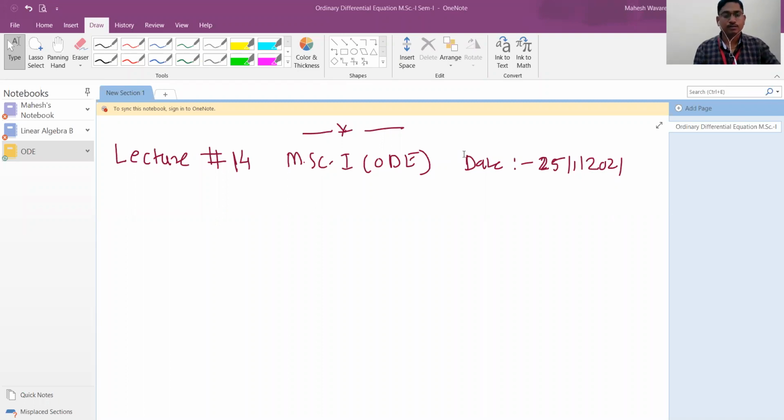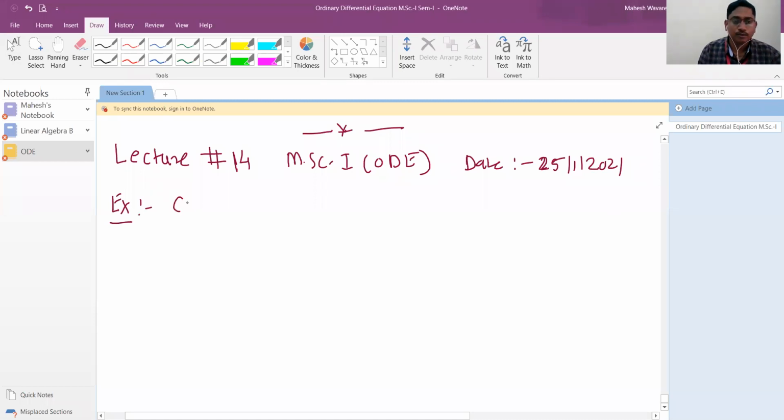We'll have the next example on the same topic: general linear differential equation of first order. Example number, write that number. Consider the equation x square y dash plus 2xy is equal to 1. This is the exact differential equation.